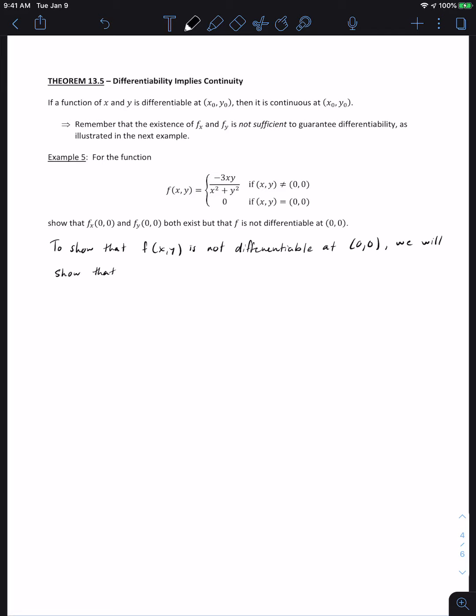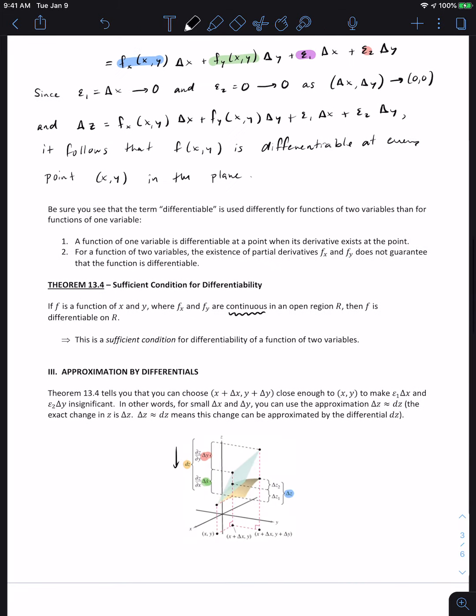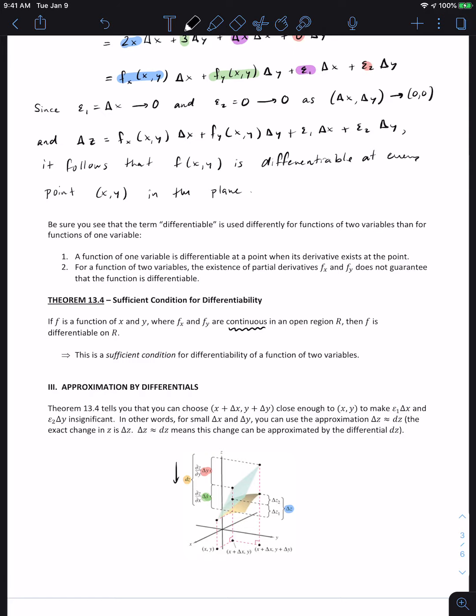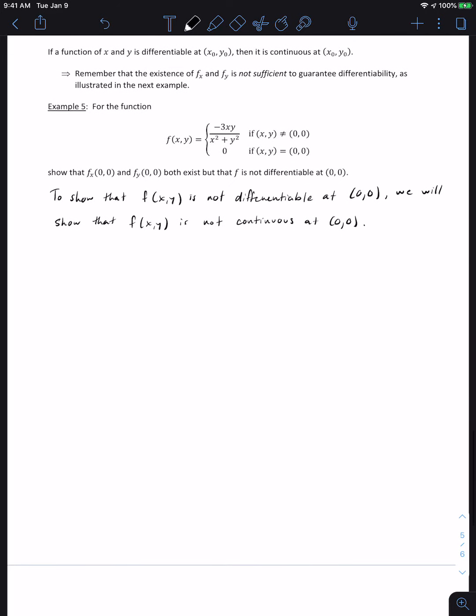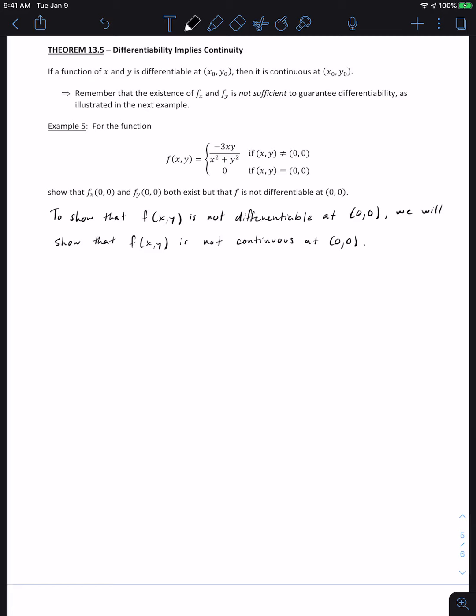that f of x, y is not continuous at (0, 0). Because if it's not continuous, that was 13.4, right? 13.4 says if they're not continuous, then it's not differentiable, right? So we're going to show that f of x, y is not continuous at (0, 0), therefore it is not differentiable, right? Okay, so how do we show that it's not continuous?